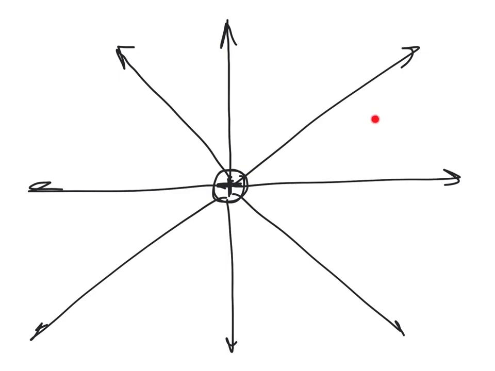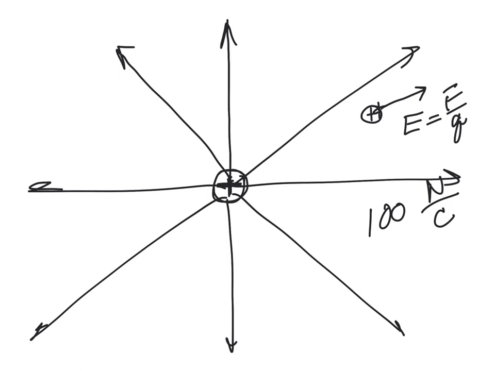So the field exists even if there's no charge there, but to detect the field we need a charge. So we put a charge here and we detect a force, and we assign a value to the strength of the field as the force per unit charge. And that number in newtons per coulomb is independent of the charge we put there, because if you put twice as big a charge, you'll get twice as big a force. You're going to get the same field, say 100 newtons per coulomb, no matter what charge is there. But in the absence of a charge, the field is there, but there's no force.